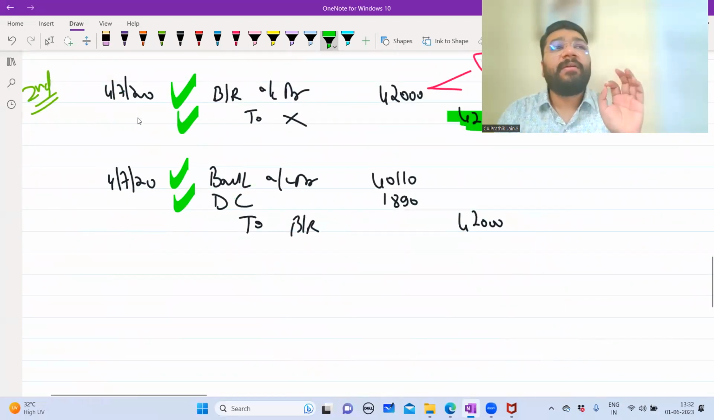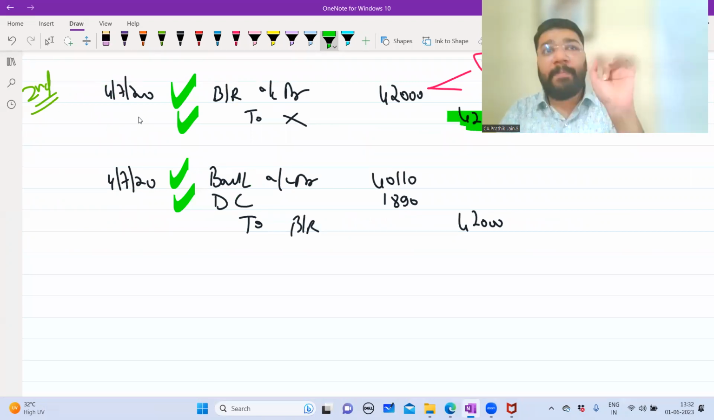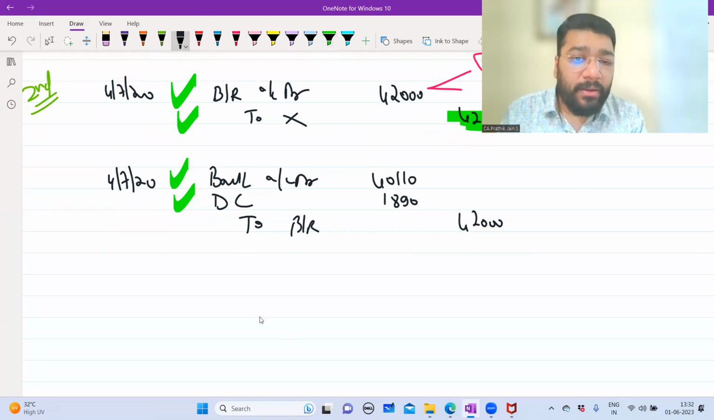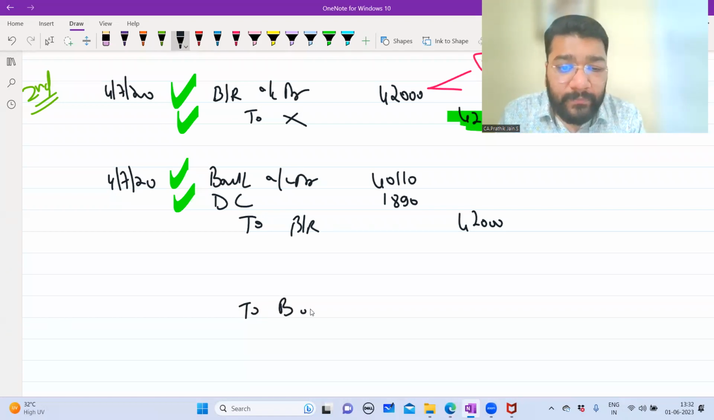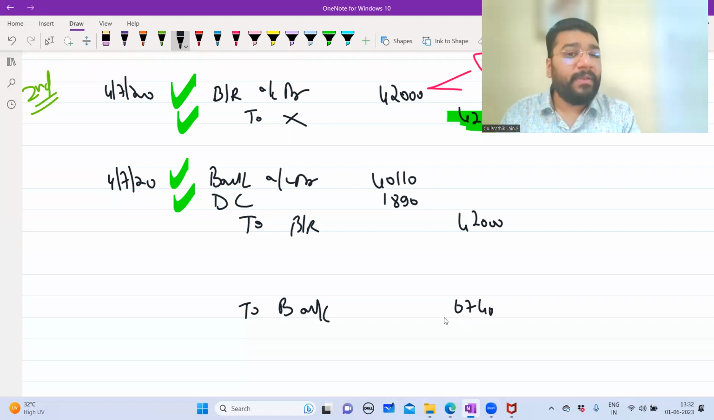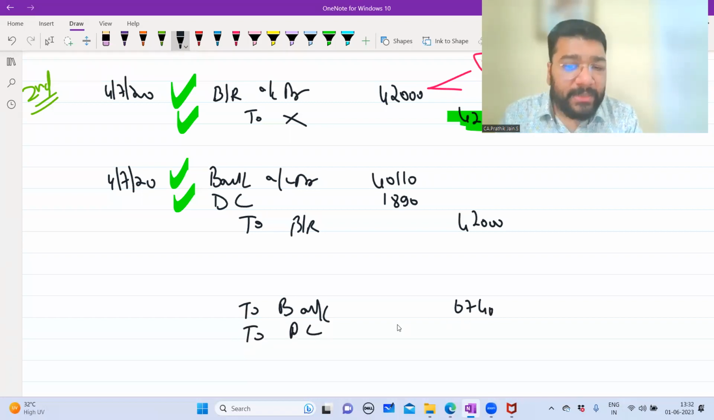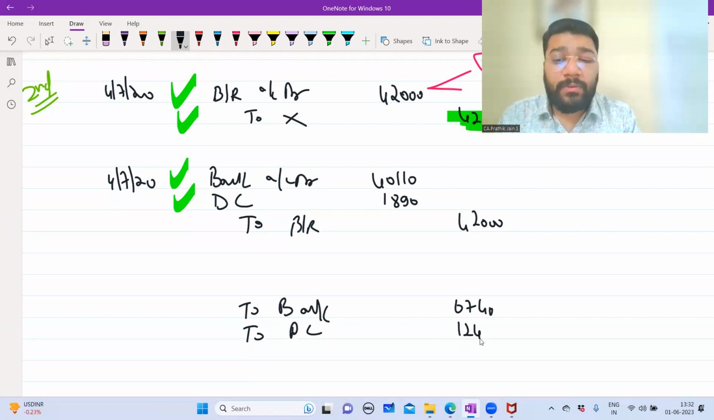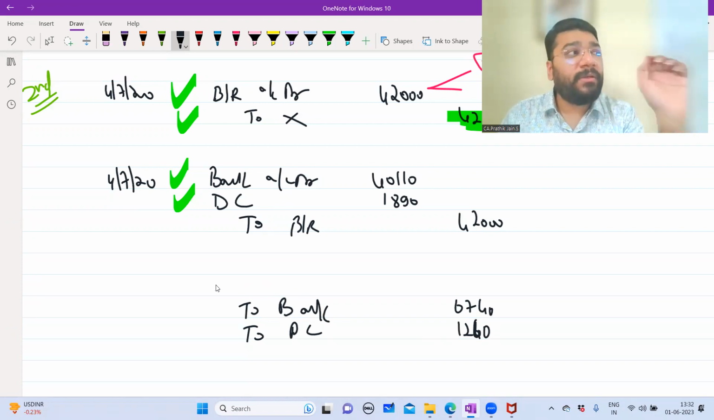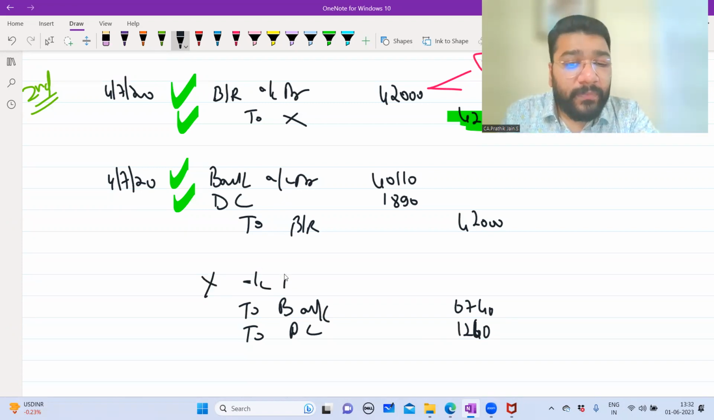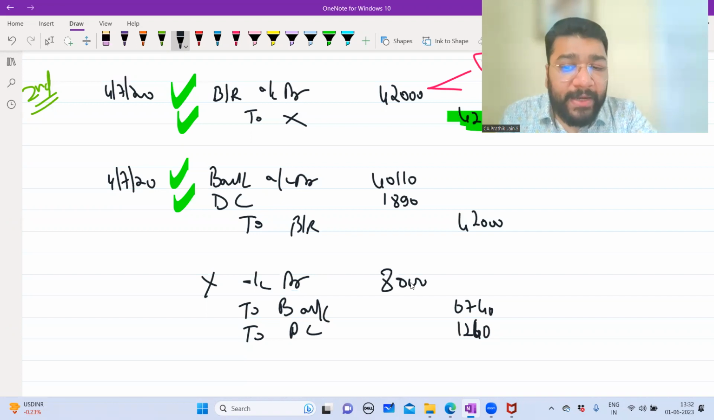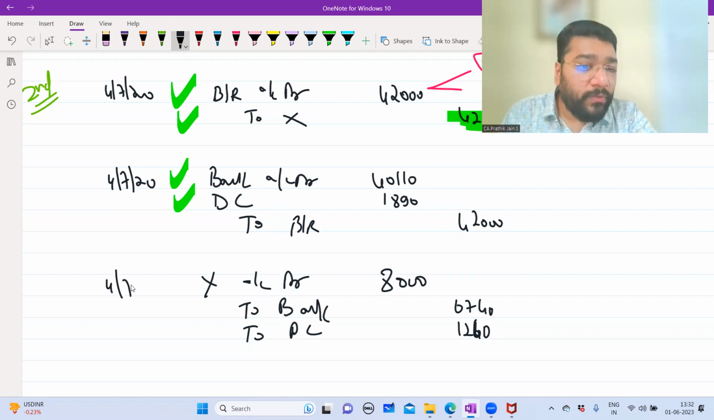Sir, is Y making the payment or receiving the payment? Y is making the payment, which means to the bank. How much money is he paying? 6,740. Also, he has to reverse the discounting charges. How much? 1,260. So in total, how much of X account is getting settled? X account is getting settled to the extent of 8,000 rupees on 4th of July 2020.